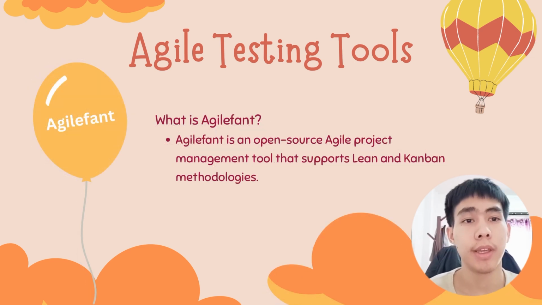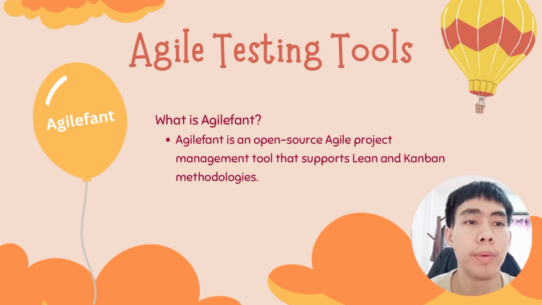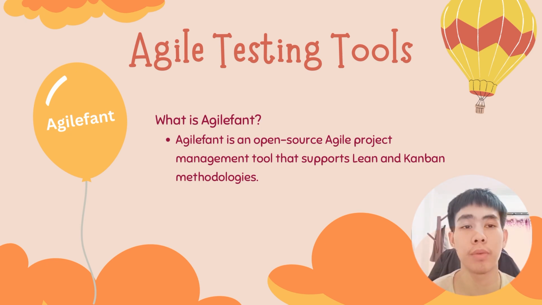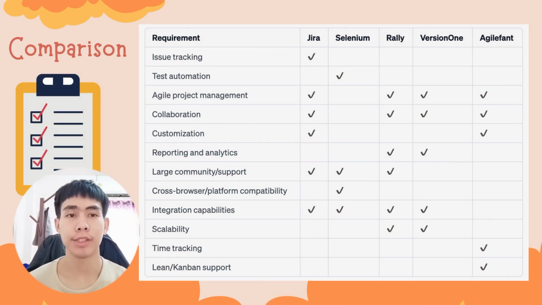Next is Agile Fan, the last tool on the list. Agile Fan is an open source agile project management tool which supports lean and Kanban methodologies. It offers features for backlog management, sprint planning, time tracking, and team collaboration, along with a focus on visualization and continuous delivery. And the last slide is the comparison.